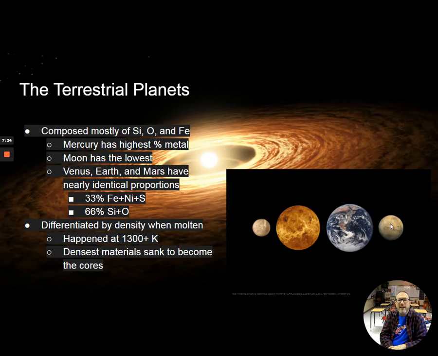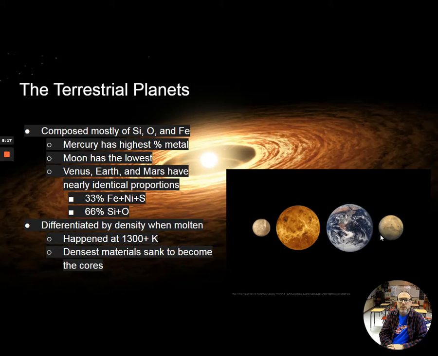Moving in, we have the terrestrial planets. By contrast, these are made, instead of lighter gases, of mostly heavier elements, including principally silicon, oxygen, and iron. There's also quite a bit of sulfur, nickel, etc. And there's a little bit of a range. Mercury has a higher percent of metals to non-metals, whereas our own moon has very few metals in it. And a lot of that has to do with how we believe the moon was formed from the expelled early crust of the Earth after a big collision between two protoplanets.